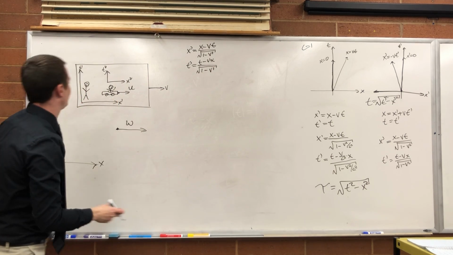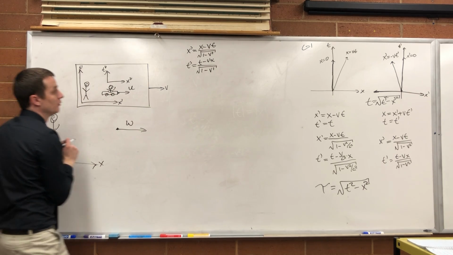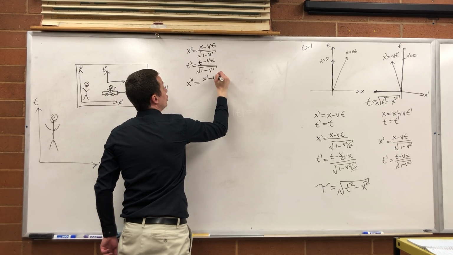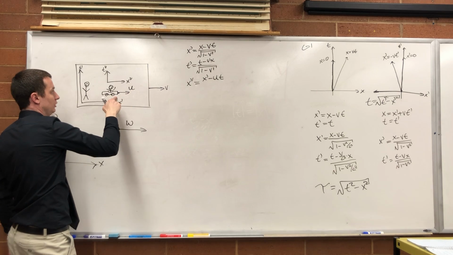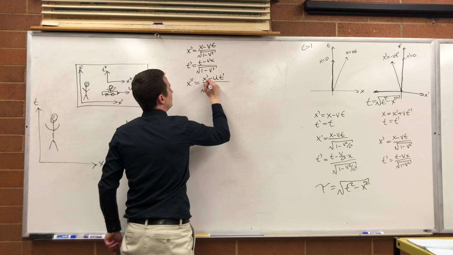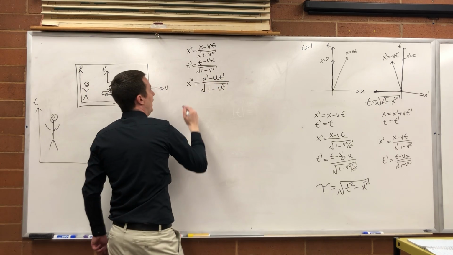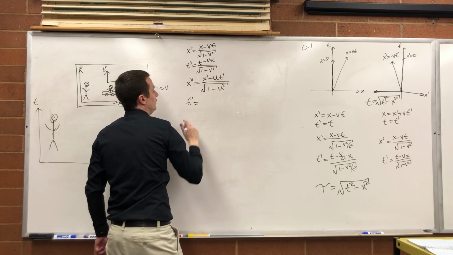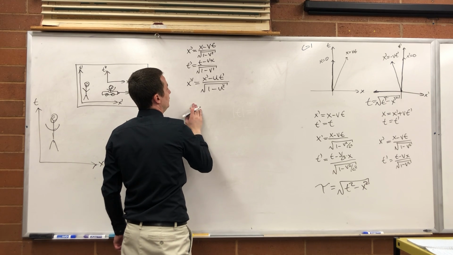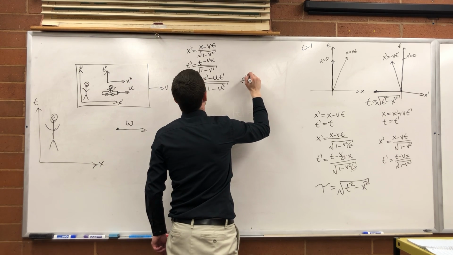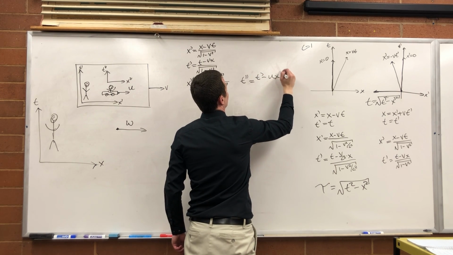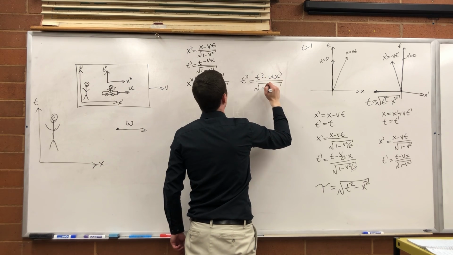Now, how do we get from my child's coordinates to my coordinates? I would assume it's just the same thing. Yeah. x double prime is equal to x prime minus ut prime. Remember, they're moving at a velocity u relative to me. All over the square root of 1 minus u squared. And then t double prime is equal to, maybe we don't need t double prime. I'll write it over here in case we need it. t double prime is going to be t prime minus u x prime all over the square root of 1 minus u squared.